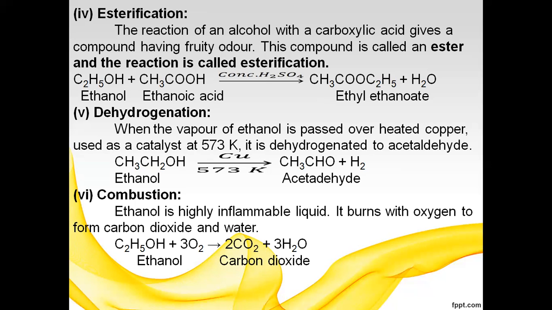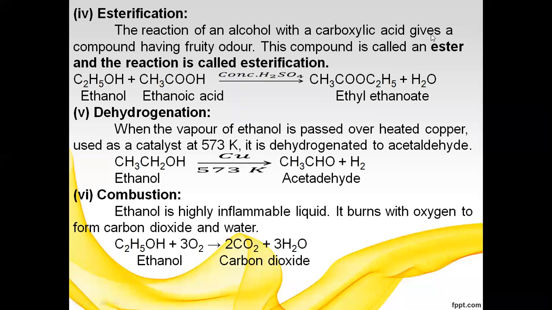The next chemical property is dehydrogenation. When the vapor of ethanol is passed over heated copper used as a catalyst at 573 Kelvin, it is dehydrogenated to acetaldehyde.